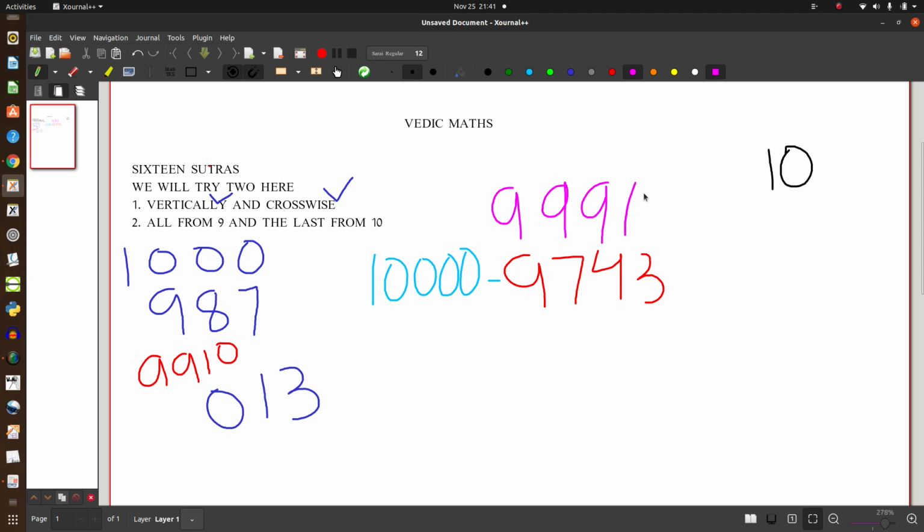That means all from 9, only the last from 10. So how much will I get? 0, 2, 5, and 10 minus 3 is 7. So my answer will be 0257, which is 257. So 9 from 9 is 0, 9 minus 7 is 2, 9 minus 4 is 5, and 10 minus 3 is 7. So this is the answer I got. This is a quick way: all from 9 and the last from 10.